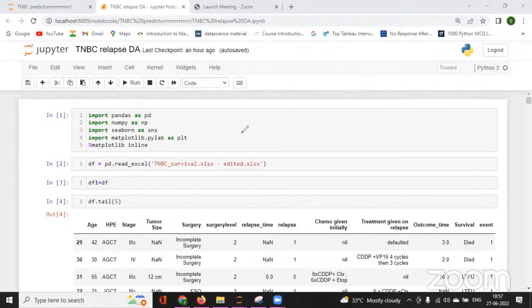Yeah, this is all for today, guys. What is the decision tree and its application when it comes to healthcare analytics?